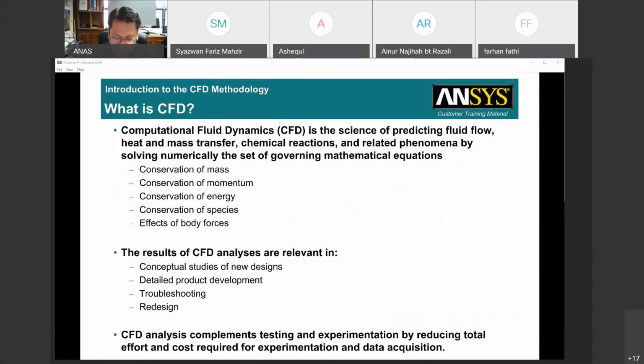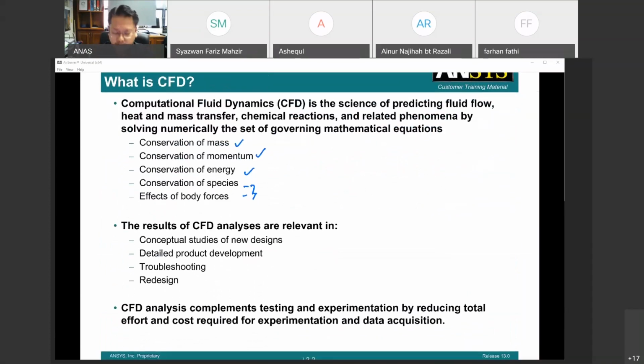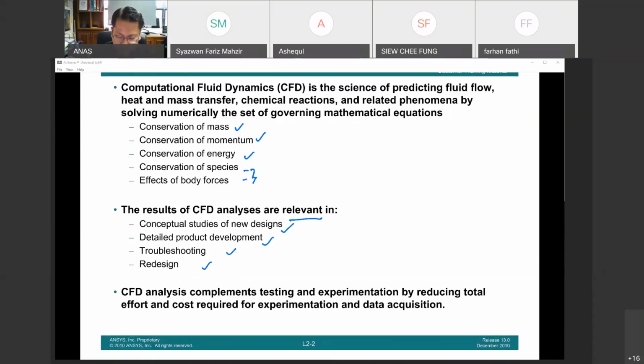So what is CFD? I think we covered this before. Just remember the colorful plots that you see are based on the conservation of mass, conservation of momentum, energy, and so on, depending on the modules that you use. The relevance of CFD, of course, we look at the different fields where CFD can be used. We know all this: conceptual studies, product development, troubleshooting, and redesign. So we see how CFD can save a lot of time and money.